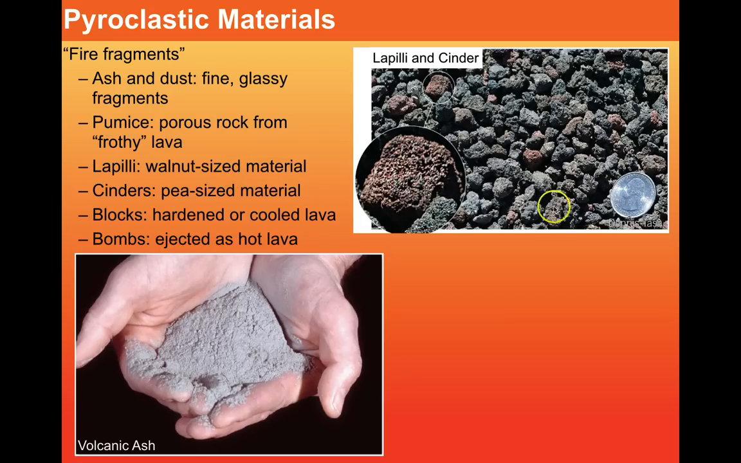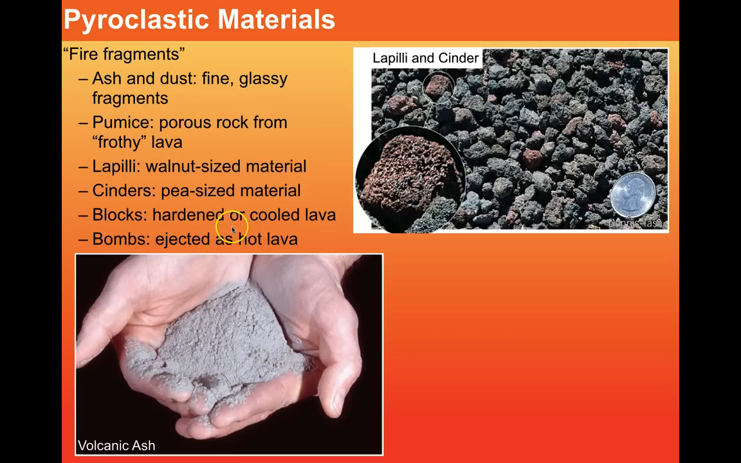You'll notice that these things here are probably smaller. These are probably cinder-sized, but these larger chunks over here, as you can see, as zoomed in on this part of the image, is probably closer to a lapilli. This would be a small lapilli, though. Cinders are pea-sized material, so this is about pea-sized, all this material in here. Blocks are hardened or cooled lava. We'll show you some images of blocks, and bombs, of course, are ejected as hot lava.